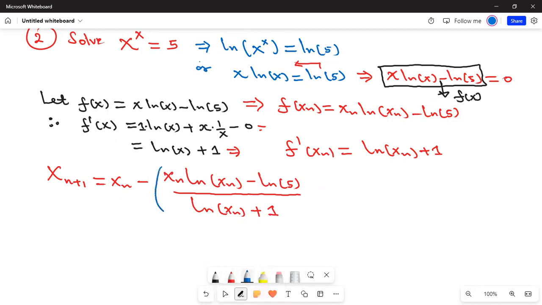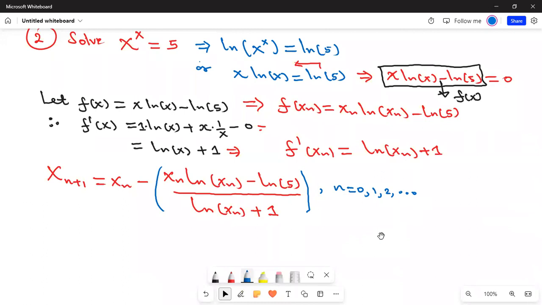Remember, you work out this separately. But what about x naught? Remember here, n is equal to 0, 1, 2, etc. So the question is, how do we find x naught? Because in this case, you have not been given x naught. So to find x naught, this is what you're going to do.